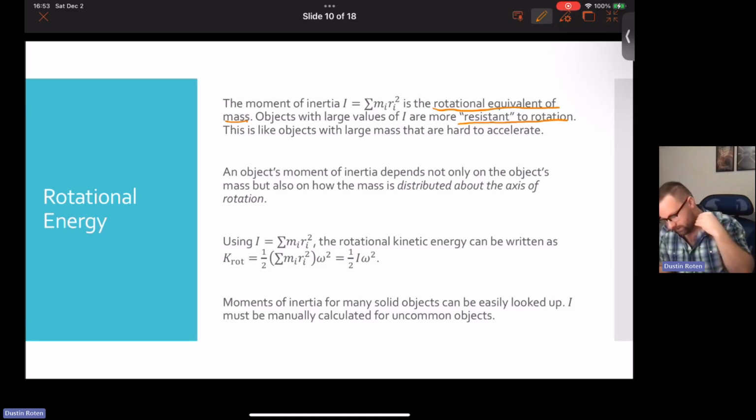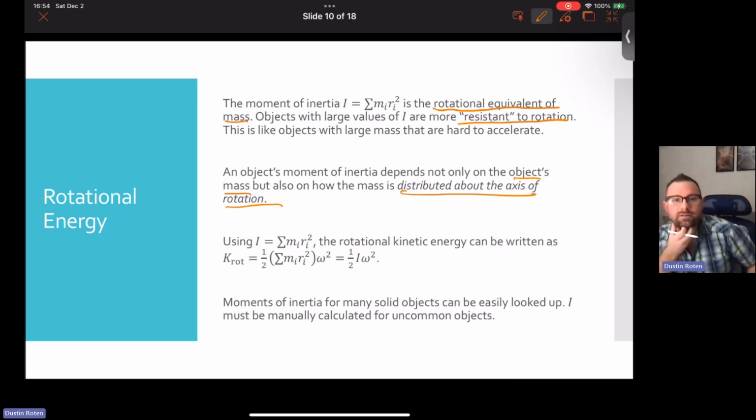So an object's moment of inertia depends not only on the object's mass, so there is a mass dependence, but also on how the mass is distributed around the axis of rotation. So you can imagine there's ways to set up a bunch of masses to make it hard to turn them. There's also a way to set it up to make it really easy to turn them. So not only how much is there, but how it's distributed is very important when you think about rotational energy.